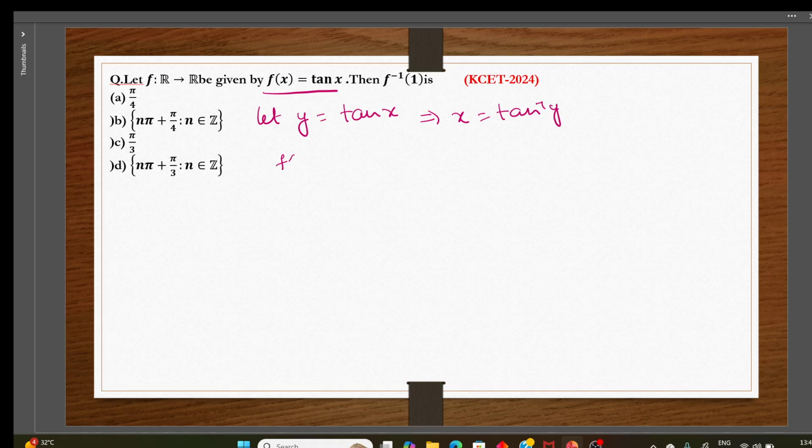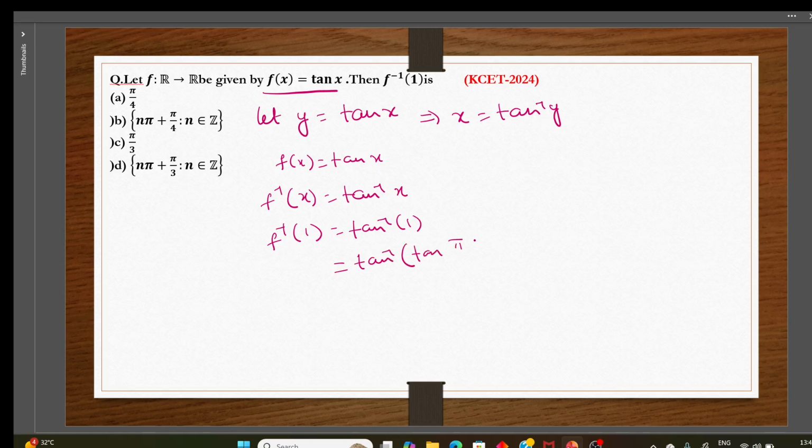So here, f of x is equal to tan x means f inverse of x is equal to tan inverse of x. Okay, so f inverse of 1 is equal to tan inverse of 1. So tan inverse of 1 in tan function, that is tan inverse of tan pi by 4. So f inverse of 1 is equal to pi by 4, is the answer. Clear? So pi by 4 is the answer.